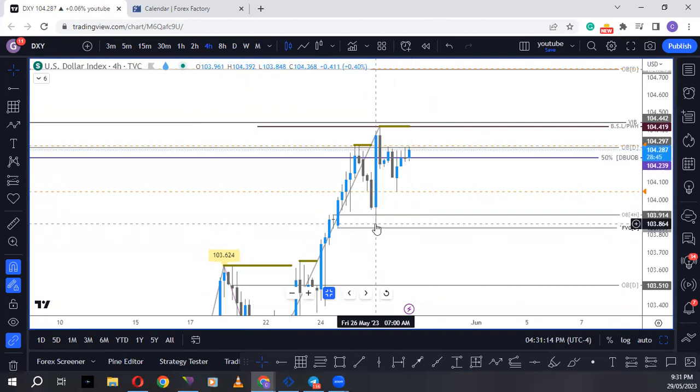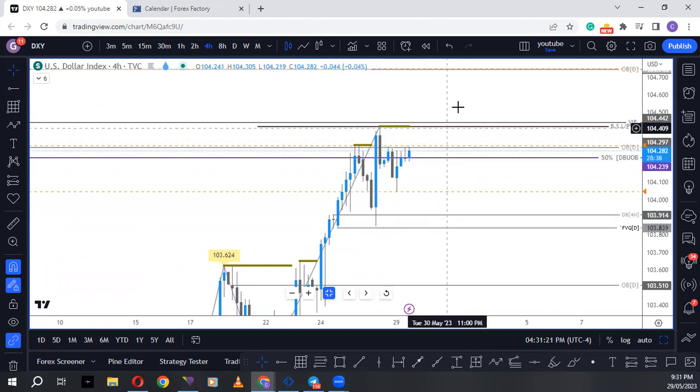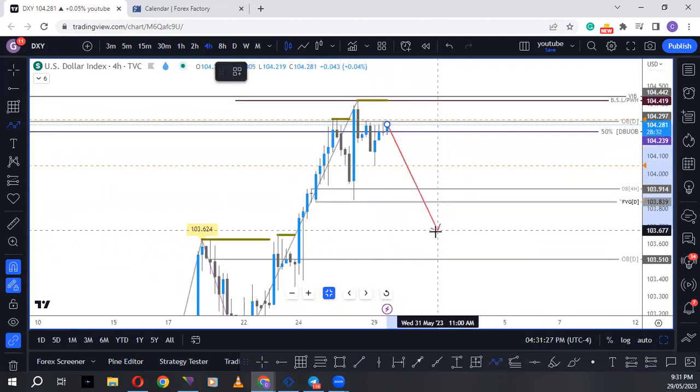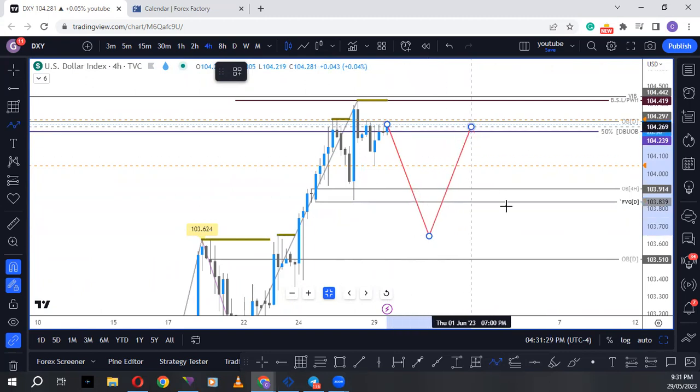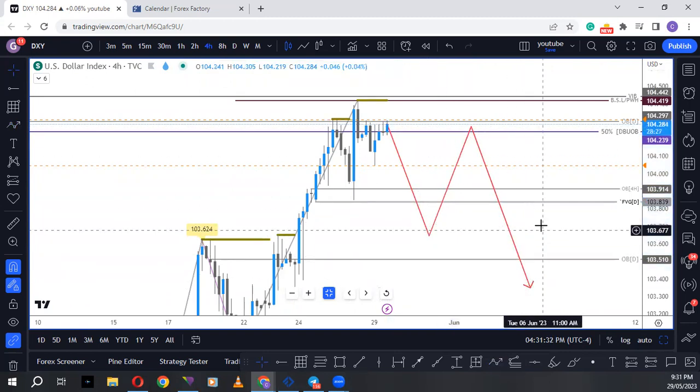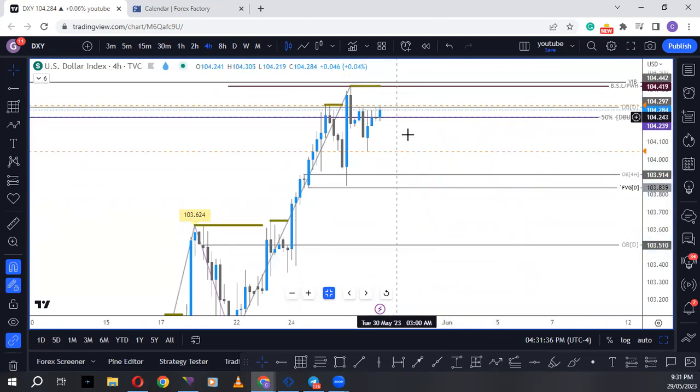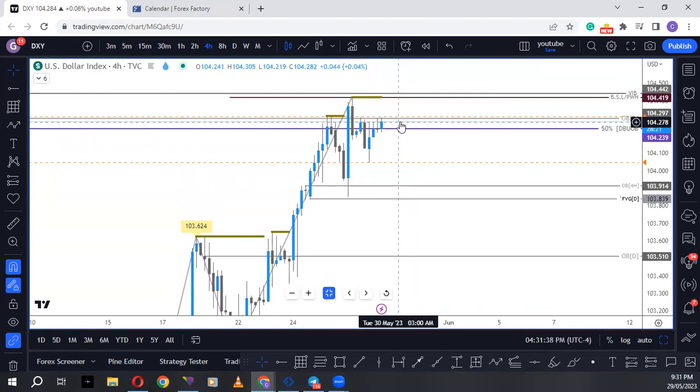candle, as long as price does not close below this low, that's below the low of this big up close candle, it will still continue bullish. The moment price goes below this low, any retracement will be an opportunity for a lower move. So for now, the dollar index is still bullish, but it is at a premium.